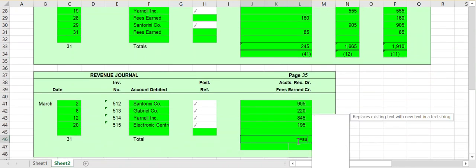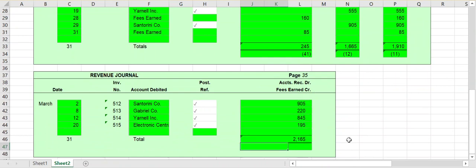We would total up our revenue. In total, we provided $2,165 of services on account. We'd go into our general ledger, we'd go to the accounts receivable general ledger account, and we would debit that account in total for $2,165. And then we'd go to the fees earned general ledger account and credit the account in total for $2,165 and post those account numbers below the total to indicate that that total has in fact been posted to the general ledger.